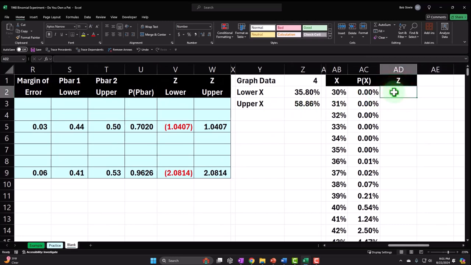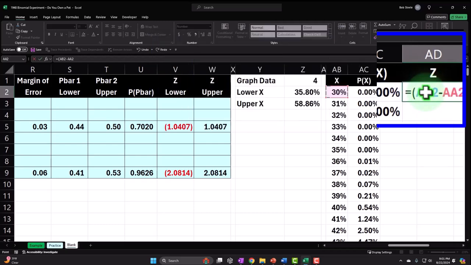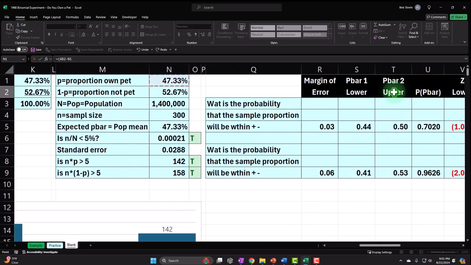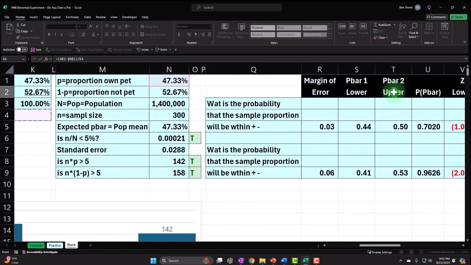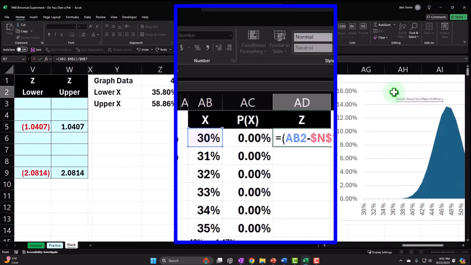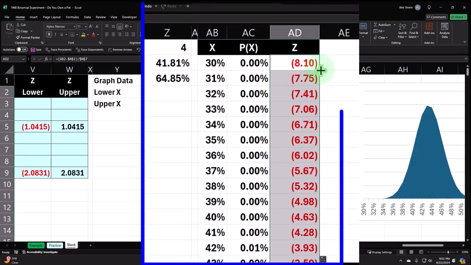So let's calculate our z-scores first. The z-score is going to be equal to each x minus the middle point, which is the proportion, F4 on the keyboard to make it absolute, and then close that up, divided by the standard deviation, which we're approximating here with the calculation of the standard error, F4 on the keyboard to make it absolute, so that I can then go back on that. Let's add some decimals, decimalize it, and then copy it down. So there we have that.